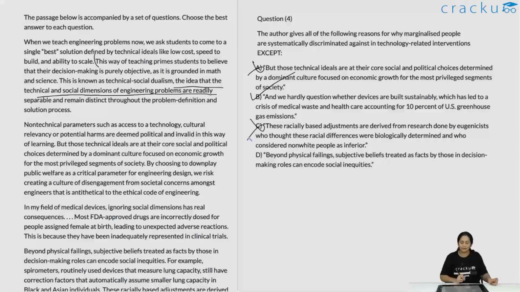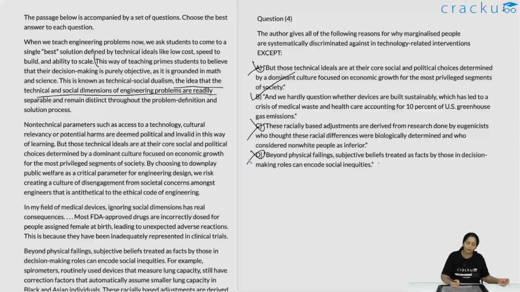So this is an example given, so we can eliminate it. Beyond physical failings, subjective beliefs treated as facts by those decision-making roles can encode social inequalities. This is given as an example just before this, where the spirometers example is given. So this also shows how what people believe as facts might be subjective biases, especially against marginalized communities. So this is also given as a reason why technology related interventions which do not consider social factors actually systematically discriminate against marginalized people.